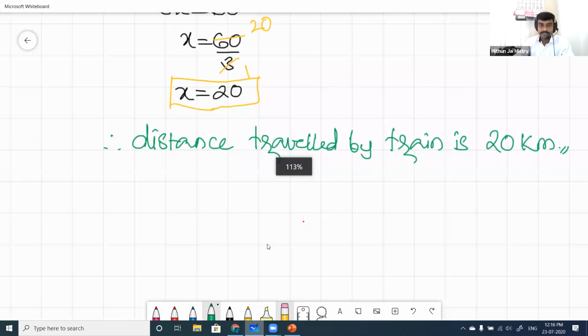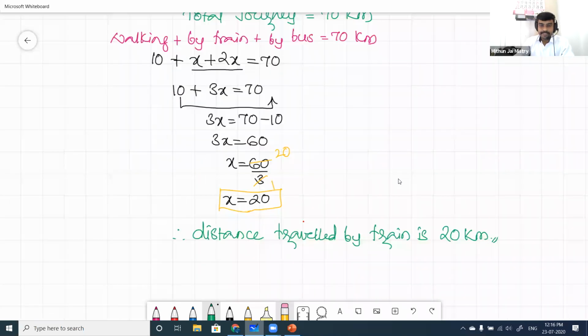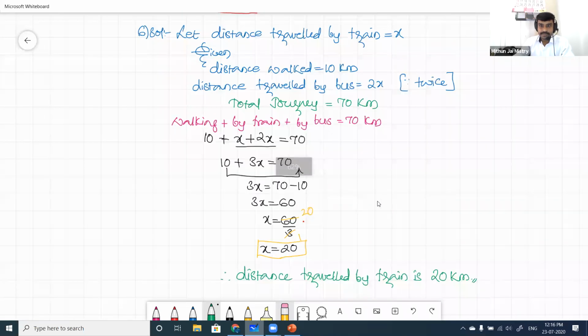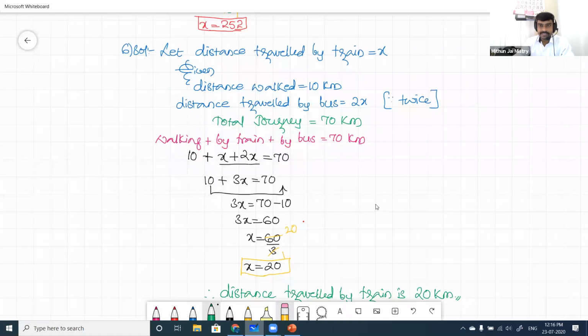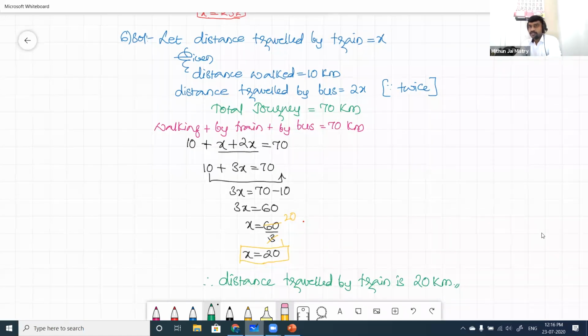Let me decrease the size so that you can take a good screenshot. Have a screenshot and then show me thumbs up. Great. Do you have any doubt? If you have any doubt, you can unmute yourself and ask me. Otherwise, I will move to the next question. No, sir. Thank you. So let me move to the next question.